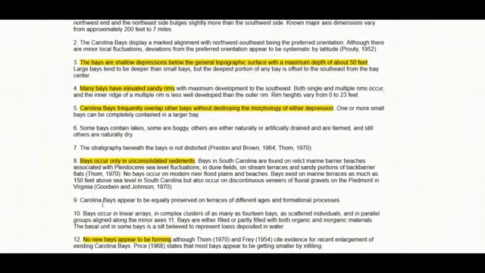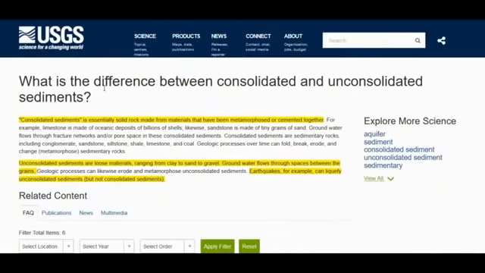And no new bays appear to be forming. And this is a big point. Bays occur only in unconsolidated sediment. So what's unconsolidated sediment? I found a little from the USGS, the United States Geological Survey, so hopefully they should know. Unconsolidated sediments are just loose materials, ranging from clay to sand to gravel.